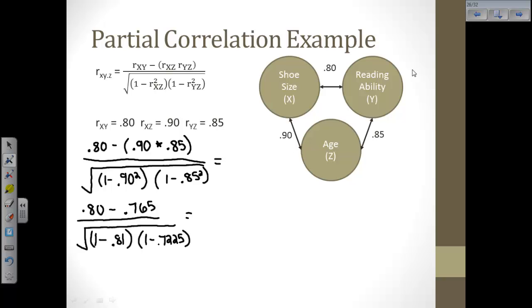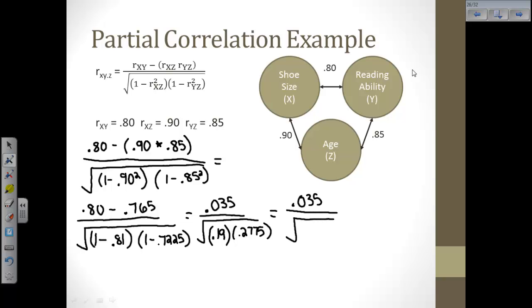Okay, well 0.80 minus 0.765 is 0.035. And 1 minus 0.81 gives you 0.19. And 1 minus 0.7225 gives you 0.2775. And let's just keep our 0.035 in the numerator. We're done with the numerator.